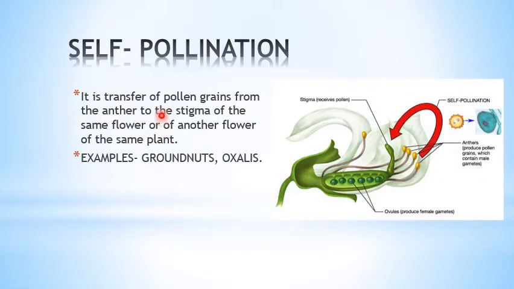What is self-pollination? It is a transfer of pollen grains from anther to the stigma of the same flower or of another flower of the same plant. The example is groundnut, oxalis. So here in this picture you can see the male reproductive part. This is the anther in which the pollens are formed. This is the stigma, which is the female reproductive part, and the anther that produces the pollen grain, they fall on the stigma of the same plant. So this is what is called self-pollination.